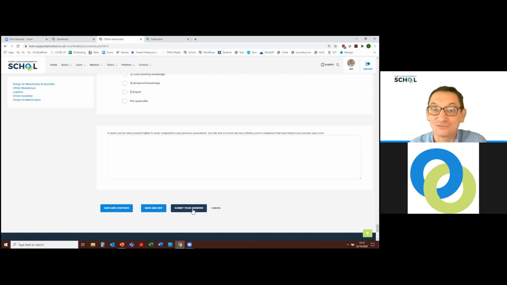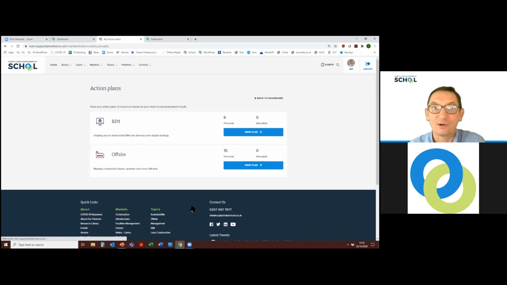Actually, save and submit your answers in this case, yeah. So we submit our answers, and whilst we're doing this, the system is working out an action plan, a learning action plan, selecting 10 different learning materials which are related to the learning that I've actually put down there. Where I've said to myself, I'm an expert at something, it's recommended me an expert resource. Where I've said I'm only a beginner, it's recommending me a beginner's resource.